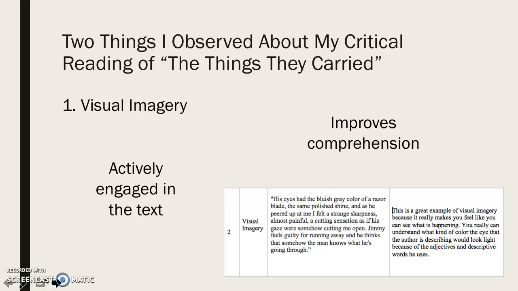For example, in this text, one quote that stood out to me was, "His eyes had the bluish-gray color of a razor blade, the same polished shine, and as he peered up at me, I felt a strange sharpness, almost painful, a cutting sensation, as if his gaze were somehow cutting me open." When I read this, I could perfectly understand what the author is showing us. As the reader, I could feel his gaze on me as if he were standing right in front of me.